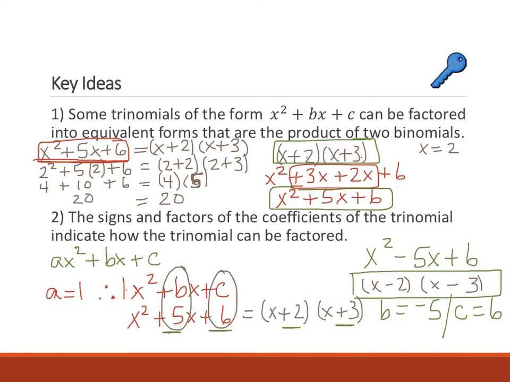What I guess I'm trying to say to you is that the signs of the coefficients of the trinomial, that is the sign of B and C, are going to help us determine what the resulting signs of the factored form are going to be. And so today in this lesson, I will be showing you how to do just that.